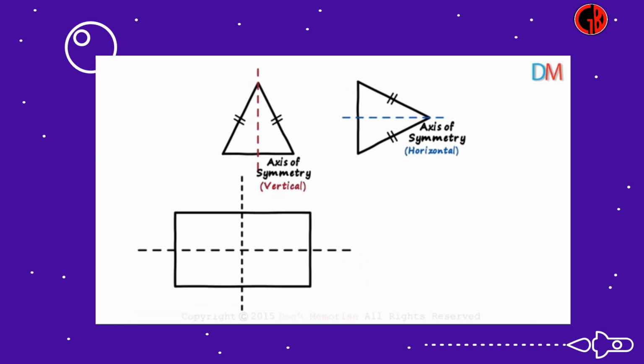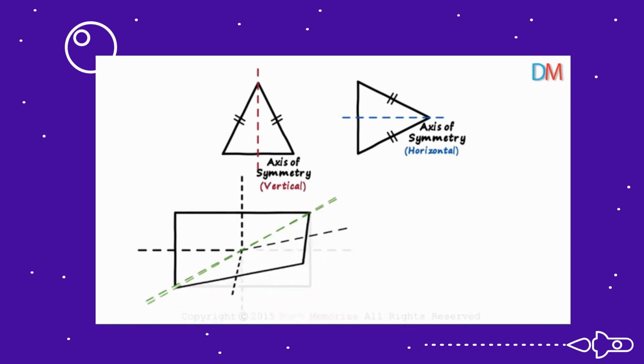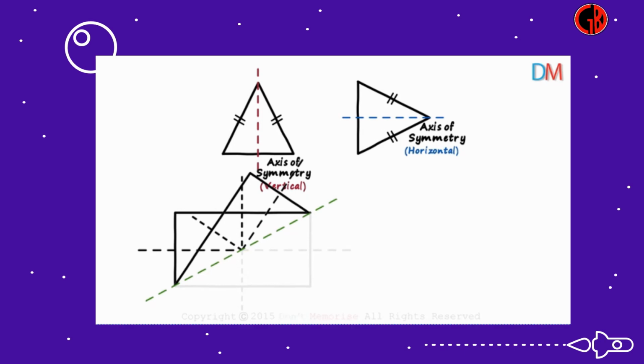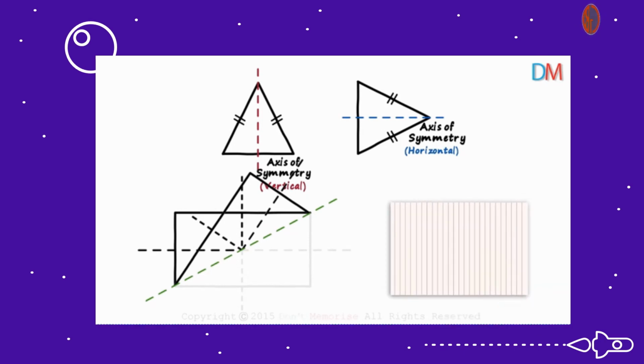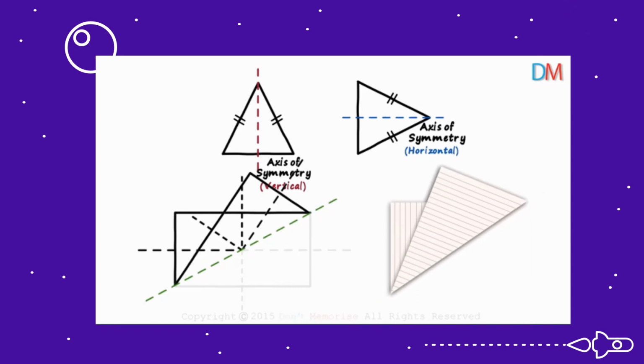But wait, some of us may be wondering if the diagonals are also the axes of symmetry. Let's say we have a diagonal like this. You can see that folding it along the diagonal does not give us matching parts. You can try this with a page from your notebook. Try and fold it along the diagonal and you will see that the parts do not overlap exactly.